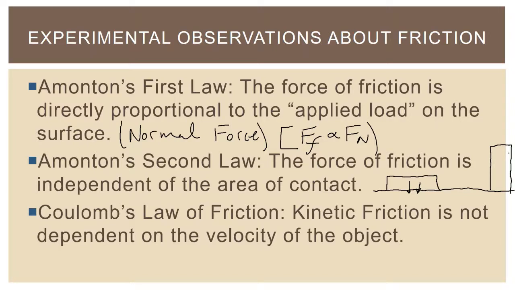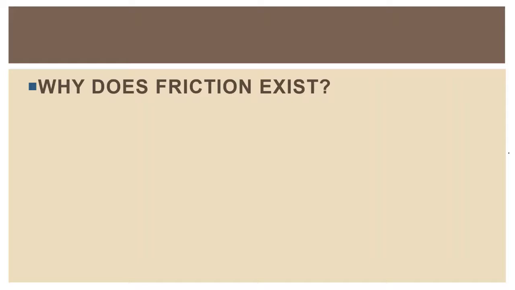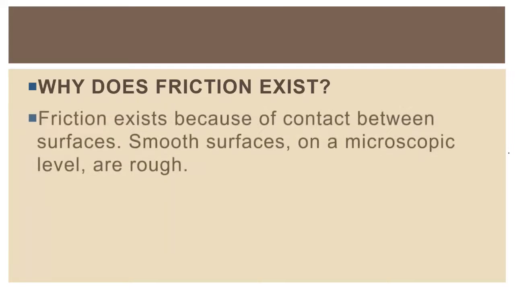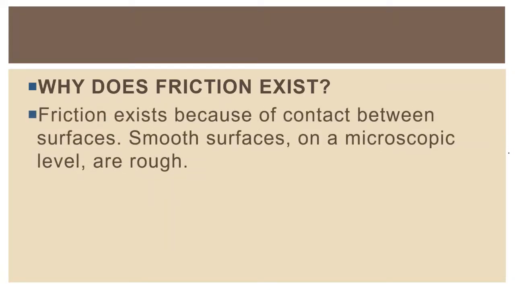And now that we've said a bunch of stuff about what we know, we want to get into why it's true, how we know it. And we can only go so far. So the first question we can ask here is, well, why does friction exist? And we can say friction exists because of contact between surfaces. Smooth surfaces on a microscopic level are really rough. If you look at a really smooth thing, even a knife seems really smooth, it's actually really jagged if you look at it on a microscopic level.